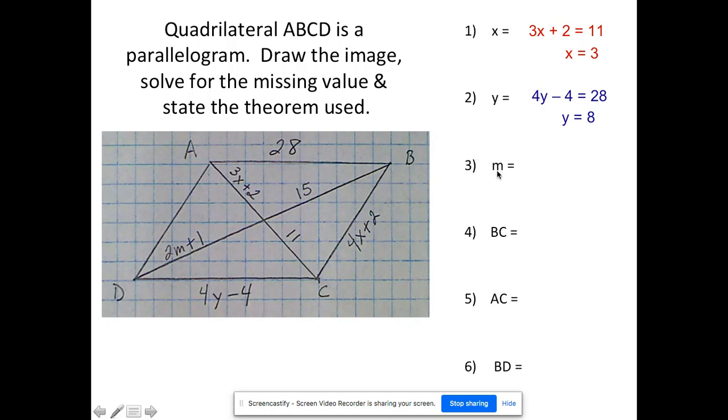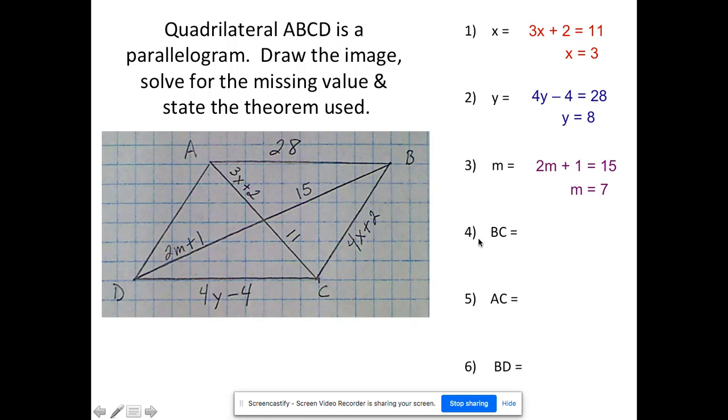And then we're going to solve for the variable of m. So we've got to find m. Oh, m again is right here. M is on the other diagonal. So we have 2m plus 1 here, and then we have 15 on the other side. So the equation we could set up here is 2m plus 1 equals 15. Then you would subtract 1, and you'd get 2m equals 14, m equals 7.